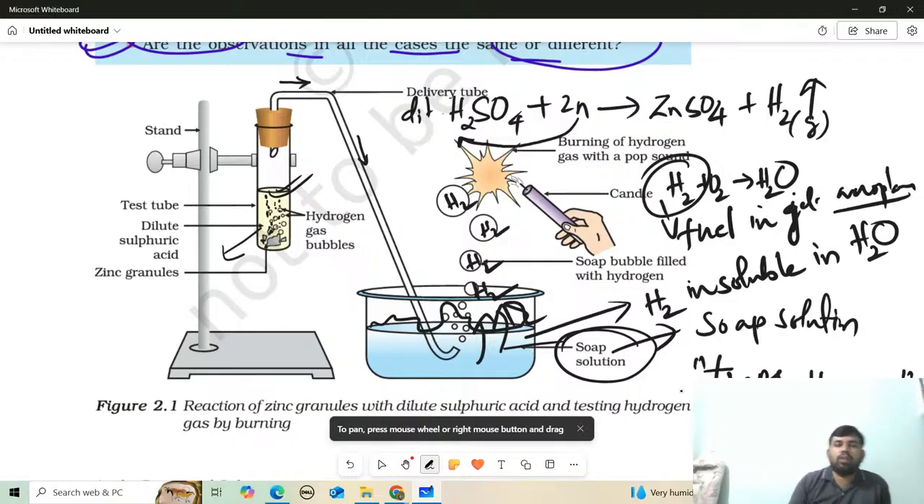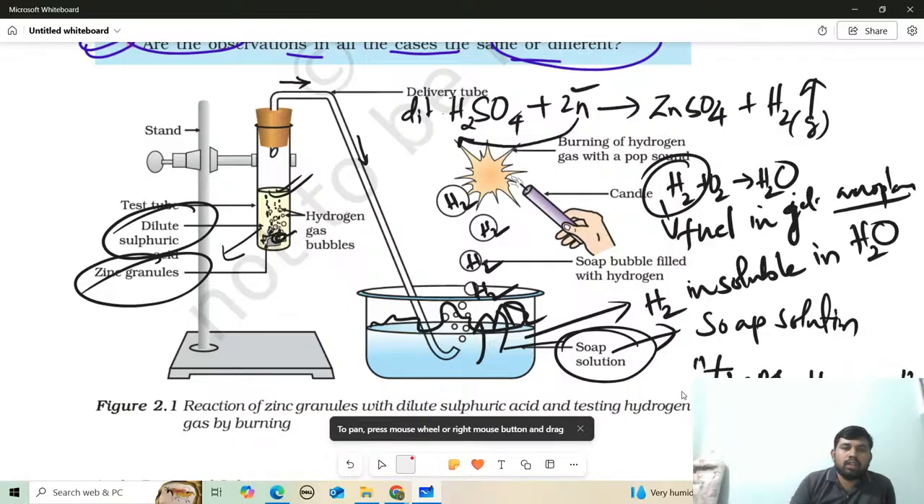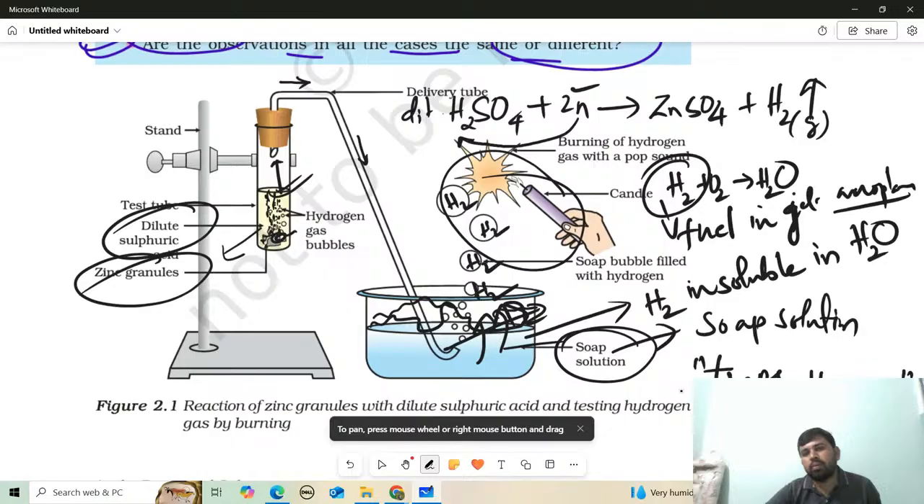Remember this. In this activity, they are taking sulfuric acid, adding water and zinc granules, and slowly the reaction takes place on the surface. From the surface of the zinc, hydrogen bubbles form. These gases pass through the glass tube into the soap solution. Since hydrogen gas is insoluble in water, the soap solution traps these bubbles, and when we bring a glowing candle near, the hydrogen gas burns with a pop sound.